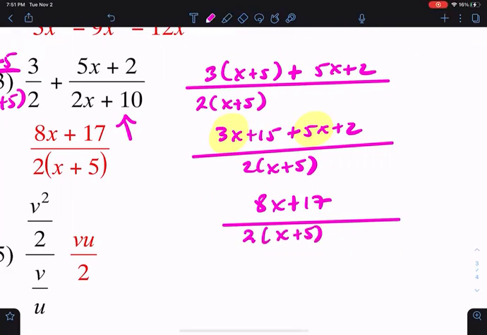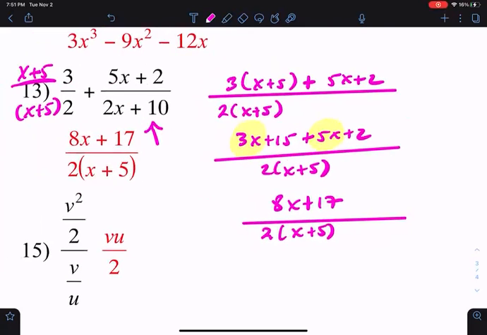So this is 2x plus 5, right? And that's it. Or you can expand it. That will give you the same result, okay?